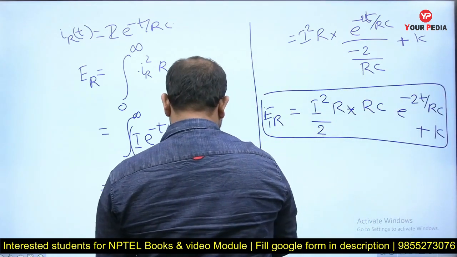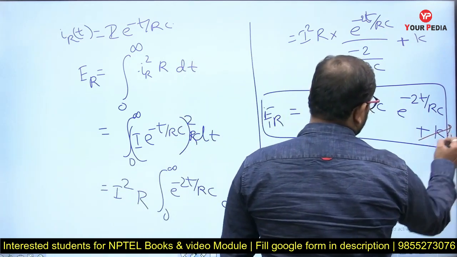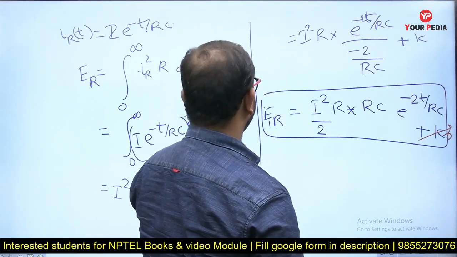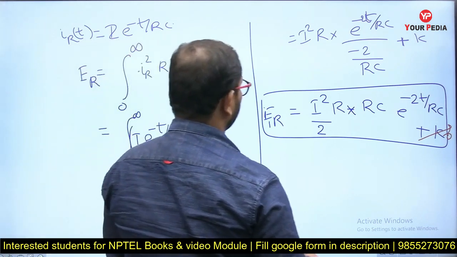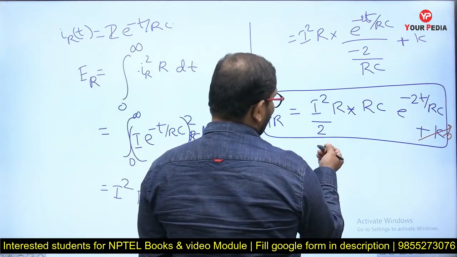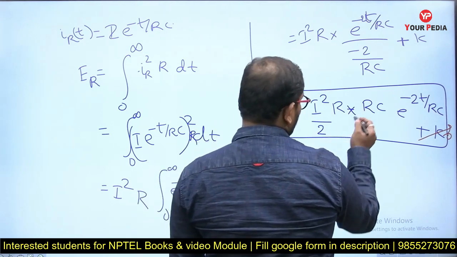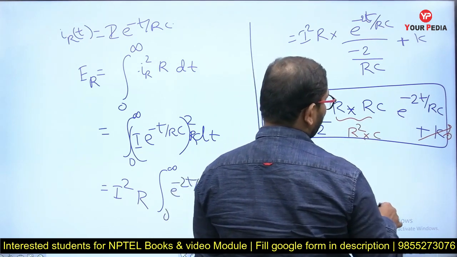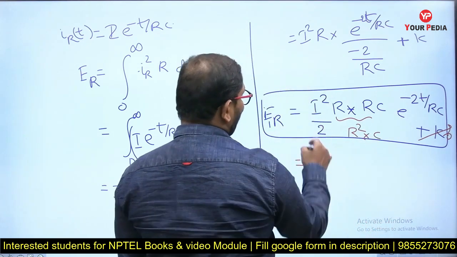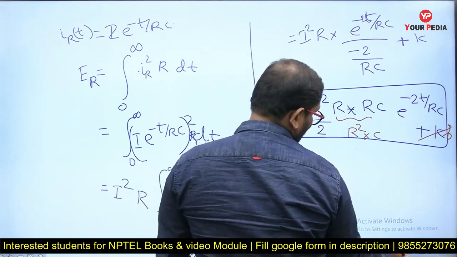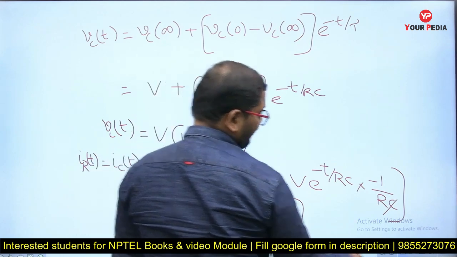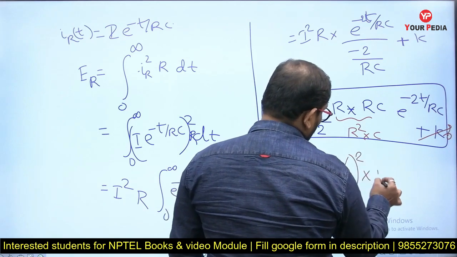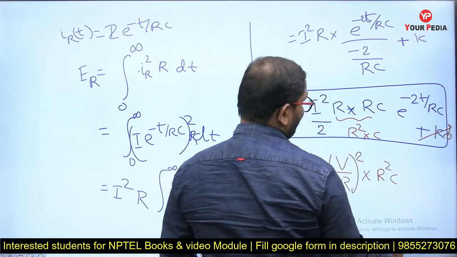What is the initial energy stored by the resistor? It will be 0. Now what is I actually? If you take the previous slide, I is equal to V by R. So V by R whole square into the remaining terms in R and C.